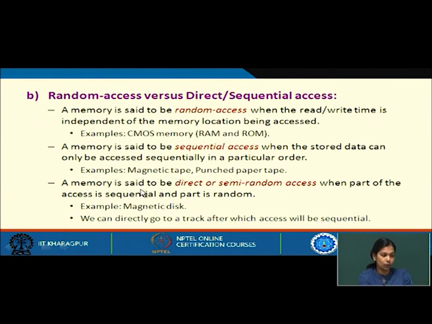A memory is also said to be direct or semi-random access when part of the access is sequential and part is random, like your magnetic disk. Here we can directly go to a particular track, but after reaching that track, we sequentially get the data one by one by one. So, this kind of memory is semi-random access, which is somewhat sequential, somewhat random.